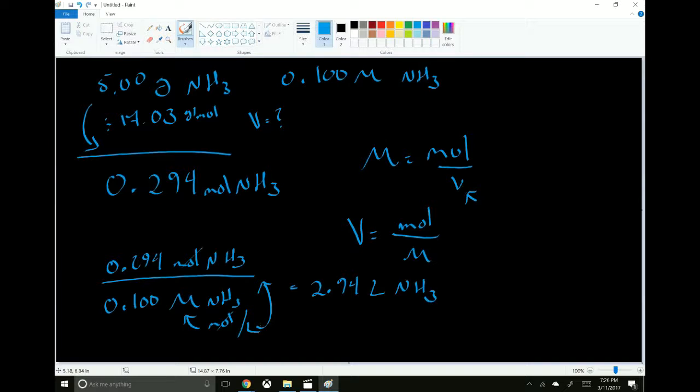But then 5 grams of ammonia is a lot, and 0.1 molar is not particularly concentrated. Note that if it were 1 molar, 1 molar would mean 0.294 liters, 294 mils, a much smaller quantity of the ammonia solution.